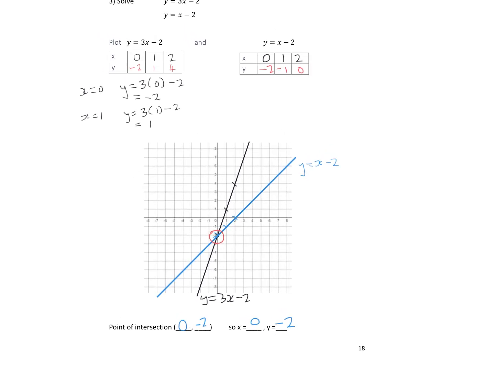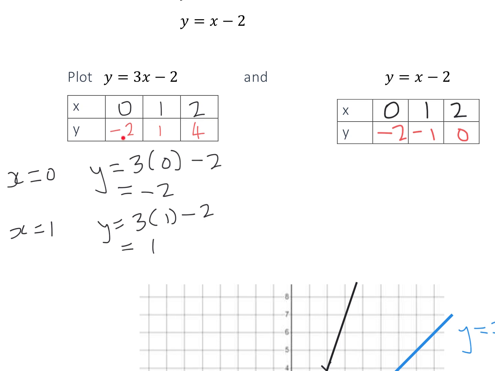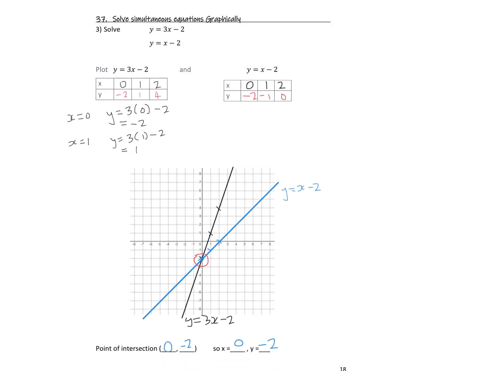Now you might have picked up that before we even drew it, because you could see when x is 0, y is minus 2 in both tables. So 0, minus 2 satisfies or solves both equations at the same time. So it's the solution to that simultaneous equation.